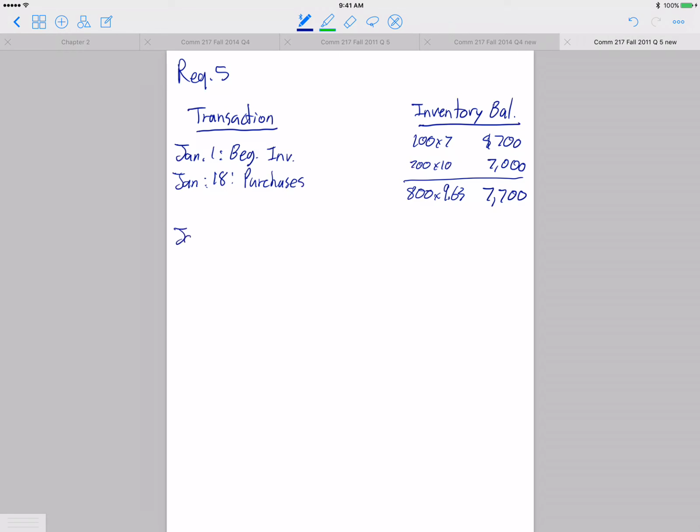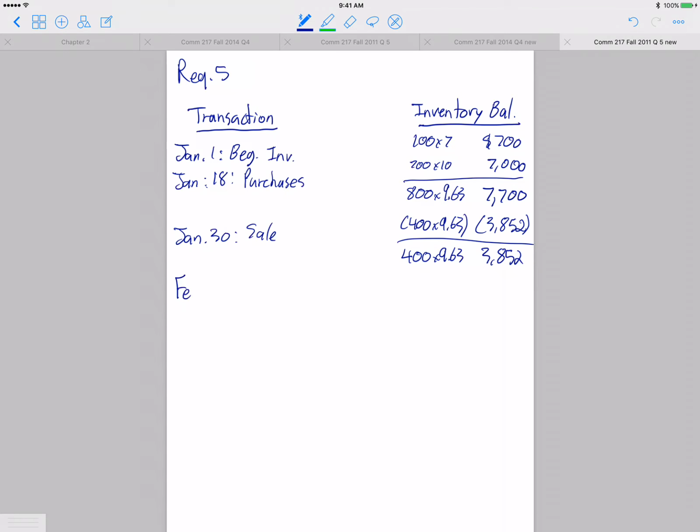And on January 30th, we have a sale of 400 units, and since we have the weighted average cost, we'll put that number of 9.63 directly there, and that gives us a cost of 3,852. And we'll add everything up. That leaves us with 400 units at a cost of $9.63, giving us 3,852.